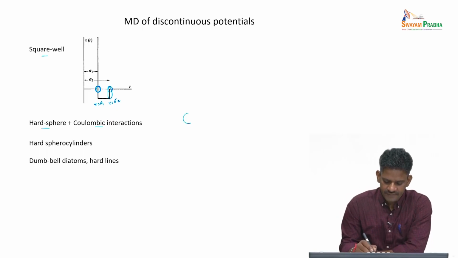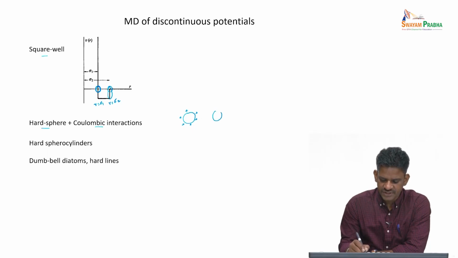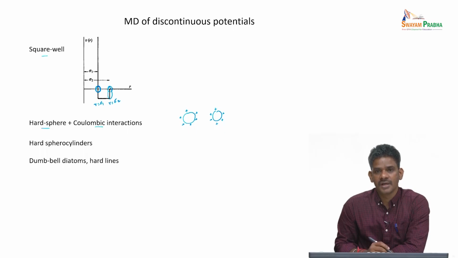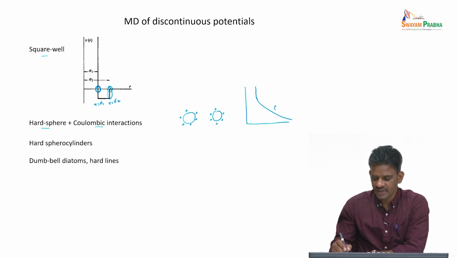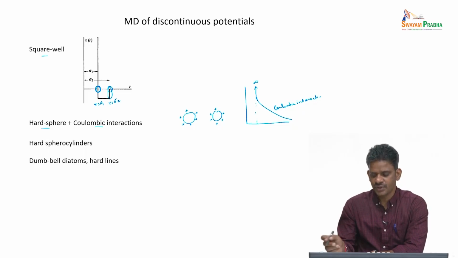For example, you might have particles which are hard, but then they can also have charges. So, the potential for such a particle would have a combination of hard and soft potential. For example, it might look something like this. So, this is the continuous part which is coming from Coulombic interactions. But at the time they touch each other, then it goes to infinity. So, you may have a combination of the soft and hard.